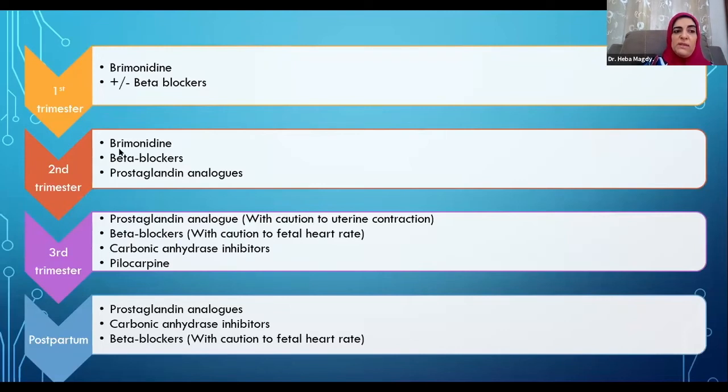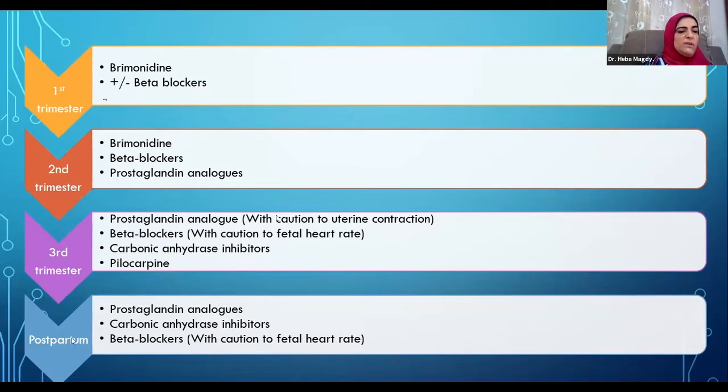To summarize, in the first trimester, you can safely use brimonidine. Beta blocker, questionable. In the second trimester, you can use brimonidine, beta blocker, and prostaglandin analog. In the third trimester, you can use prostaglandin analog, but take care of uterine contractions. You can use beta blockers, take care about the fetal heart rate. You can safely use carbonic anhydrase inhibitor and pilocarpine.